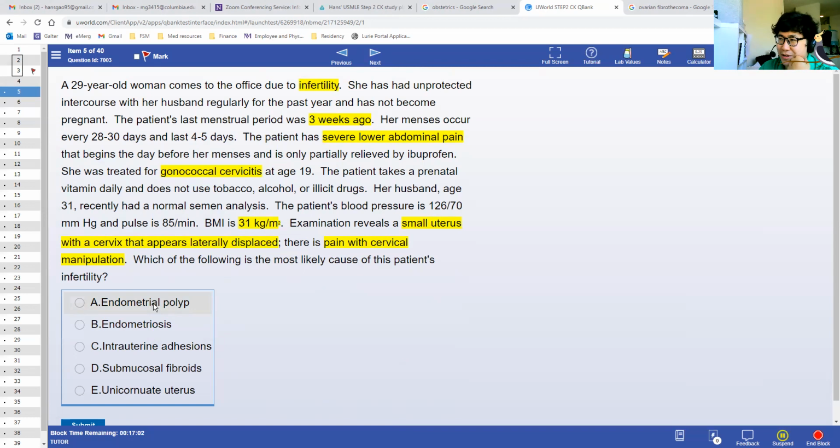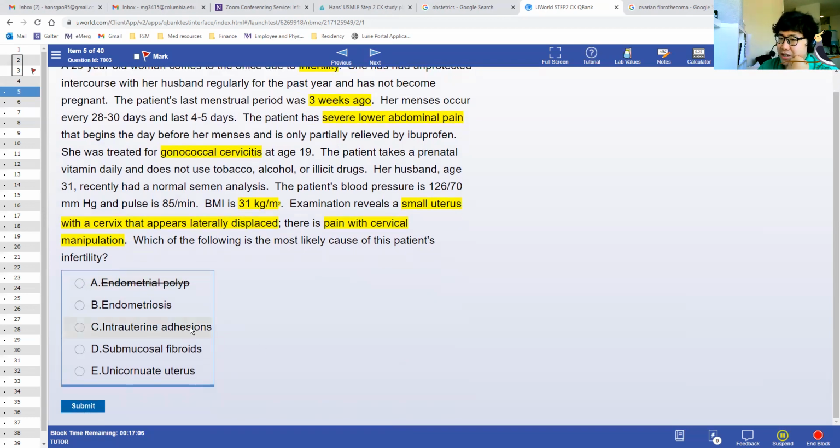Endometrial polyp, no, that's going to bleed, but it's not going to cause infertility. It'd be exceptionally rare. Intrauterine adhesions, this is related to PID. I'm going to leave it on for now. Submucosal fibroids, no, I mean, that could cause infertility, but I feel like it's very uncommon. And also, you wouldn't have a small uterus.